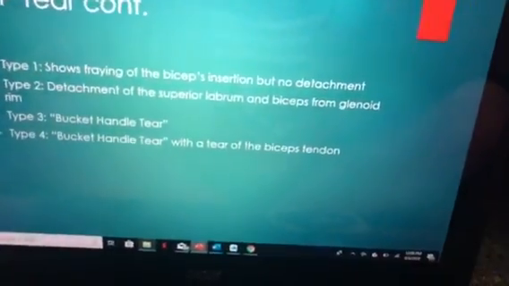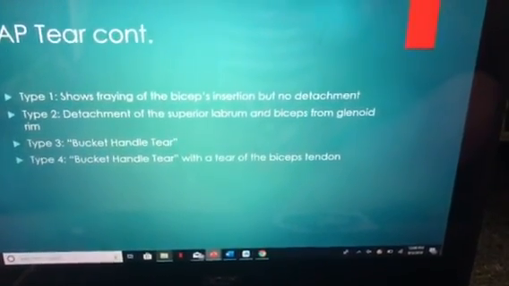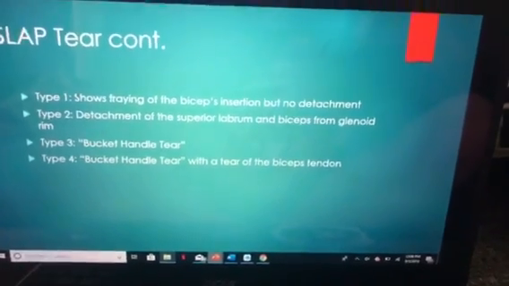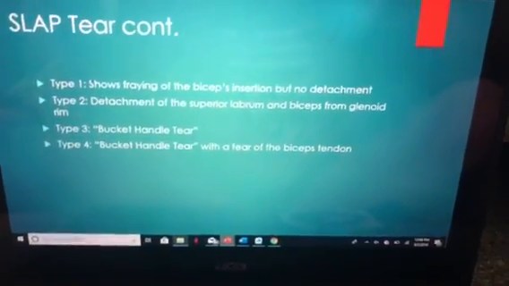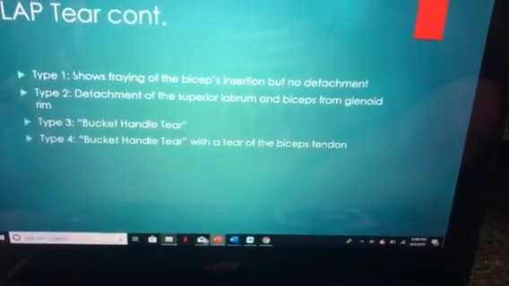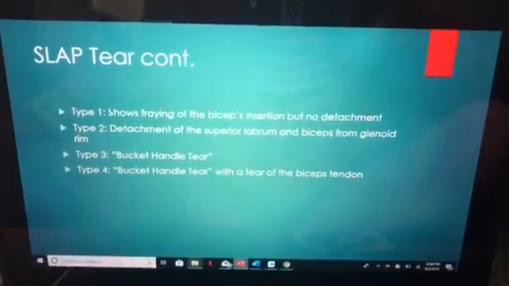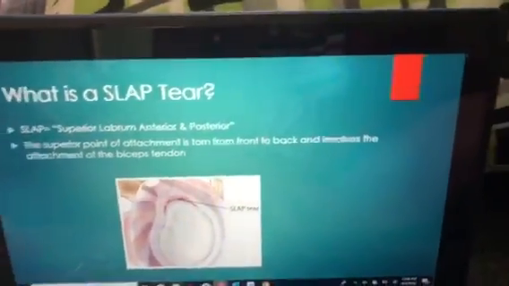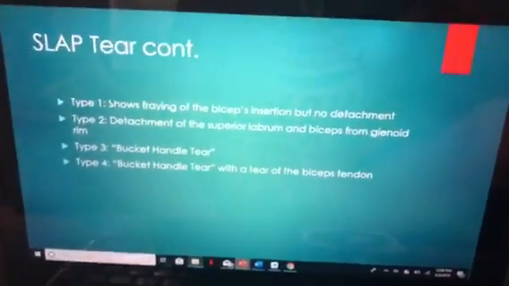SLAP tears are categorized into 4 different types. You have type 1, which shows some fraying and tearing of the labrum and some fraying of the biceps tendon itself. Then type 2 is detachment of the superior labrum and the detachment of the biceps from the actual glenoid itself. Type 3 you see is a bucket handle tear, almost like the picture in the last one. And then type 4 is also a bucket handle, but you're tearing the biceps tendon with it.